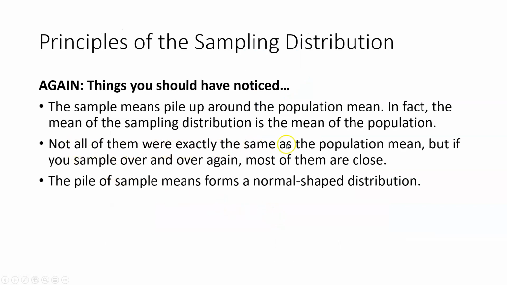Not all of them are exactly the same as the population mean, but if you sample over and over again, most of them are pretty close. And finally, the pile of sample means forms a normal shape distribution.